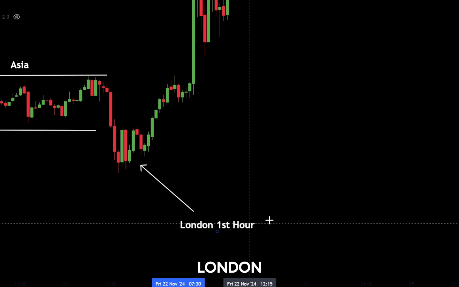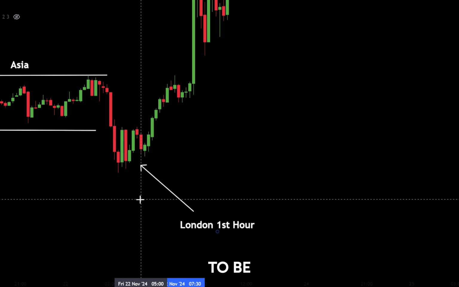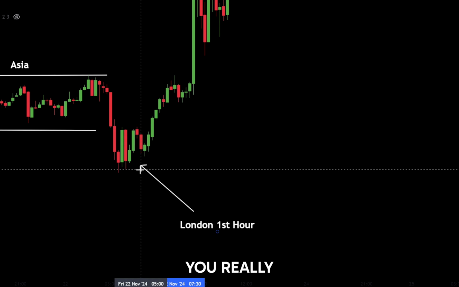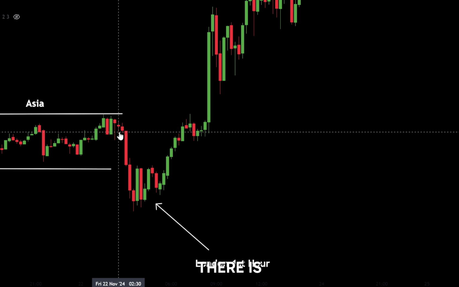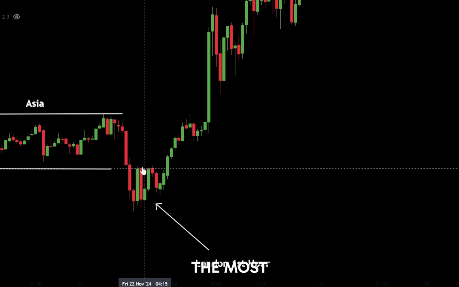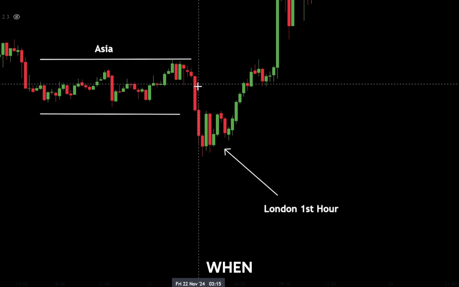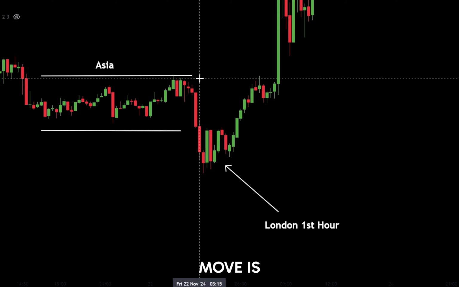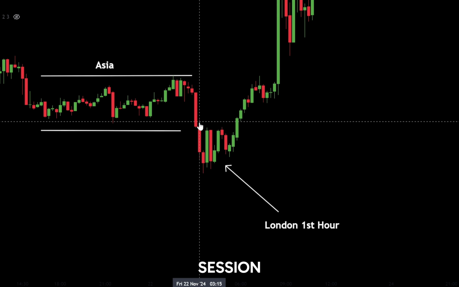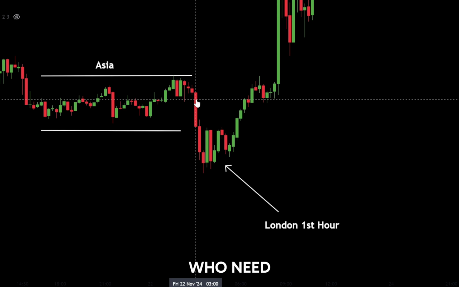The reason why I say London first hour is because we only want to be looking for liquidity sweeps during the first hour of the session opening, or the first 1 hour 30 minutes, around an hour. Because if you really think about price, when do you think there is the most imbalance, the most volatility, the most people available to trade? When do you think price is going to make its biggest move? It's going to make its biggest move at the session opening. You have all these people who need to put money inside of the market. It's a real reason for price to actually move.